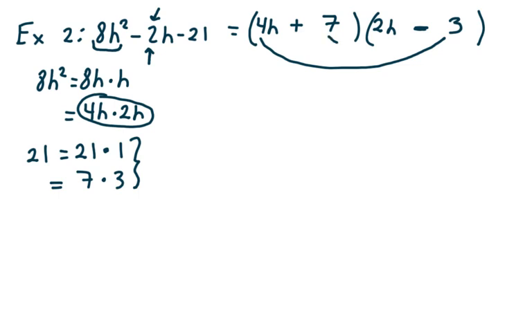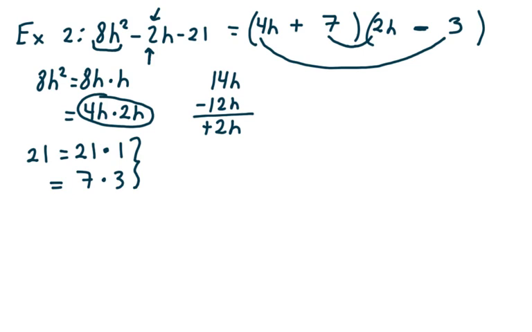Now we're going to smile and see if we get that middle term back. Now look, 7 times 2h is 14h, right? 4h times negative 3 is negative 12h. When I subtract those, I get a positive 2h. But I want a negative 2h.